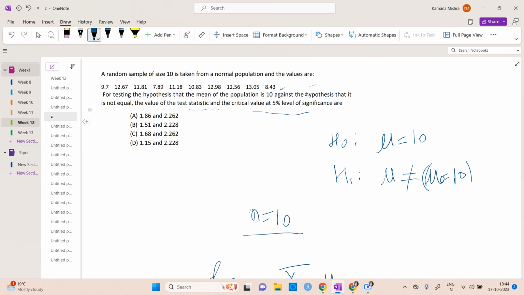The values are 10, 9.7, 2.67, 11.81, 7.89, 11.18, 10.13, 10.56, 5.43.